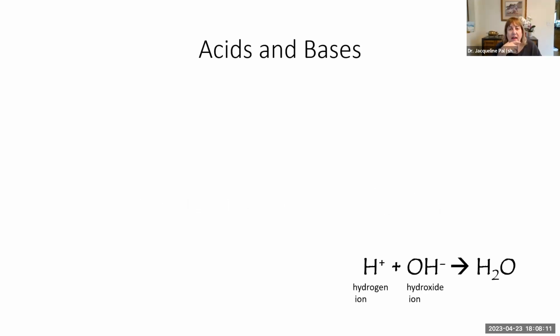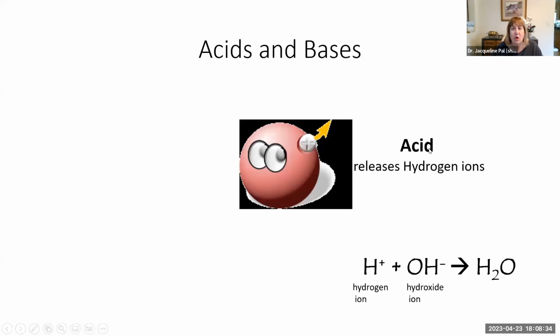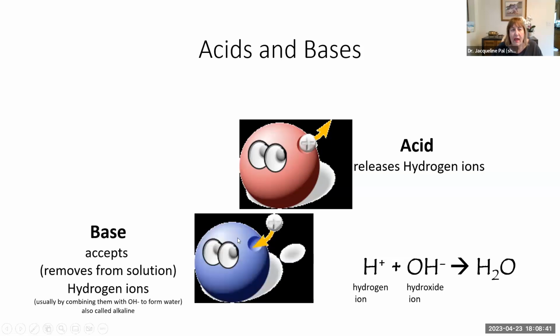Let me start first talking about acids and bases. Water can break down into two different ions, a hydrogen ion and an OH with a negative charge, and that's called a hydroxide ion. A hydrogen ion is a classic example of what an acid is, and the hydroxide ion is a classic example of what a base is. Acids are molecules that can release hydrogen ions, and bases are those that can accept hydrogen ions out of the solution.